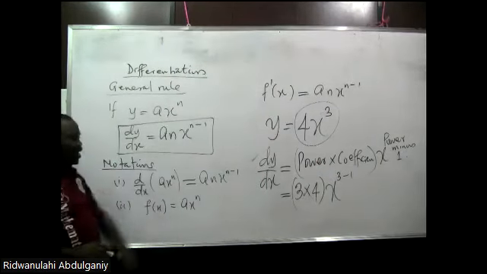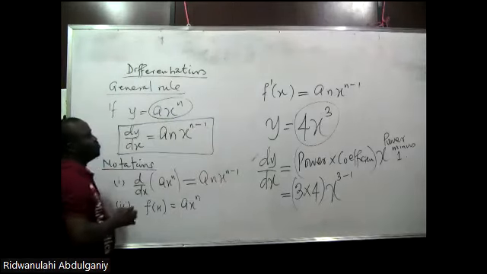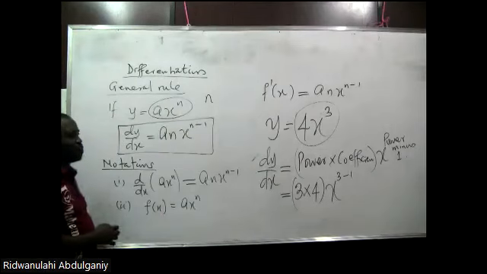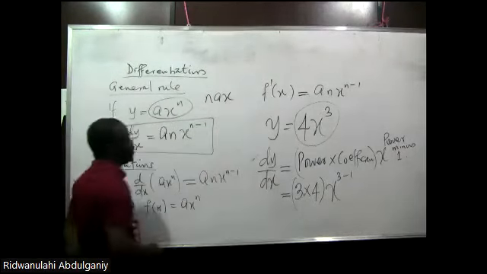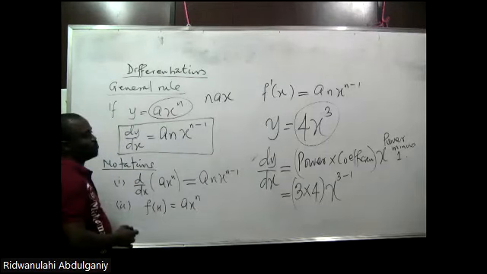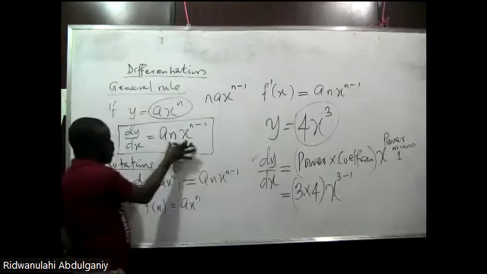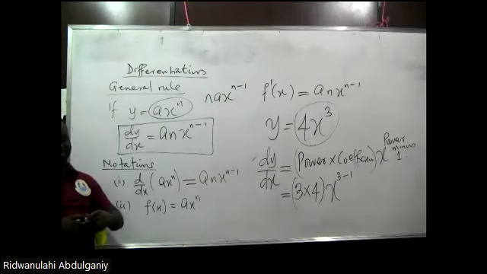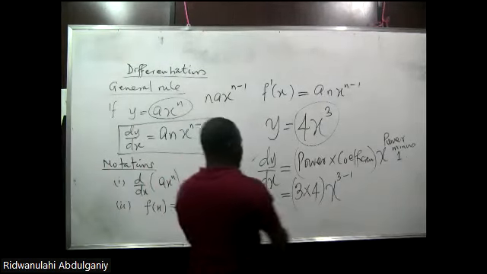Now let's start from here. What's the power in this? N. What's the coefficient? A. x raised to power what? N minus 1. That's how we arrive at this. But in this one, A is coming before N. Yes, because the coefficient can come before the power.